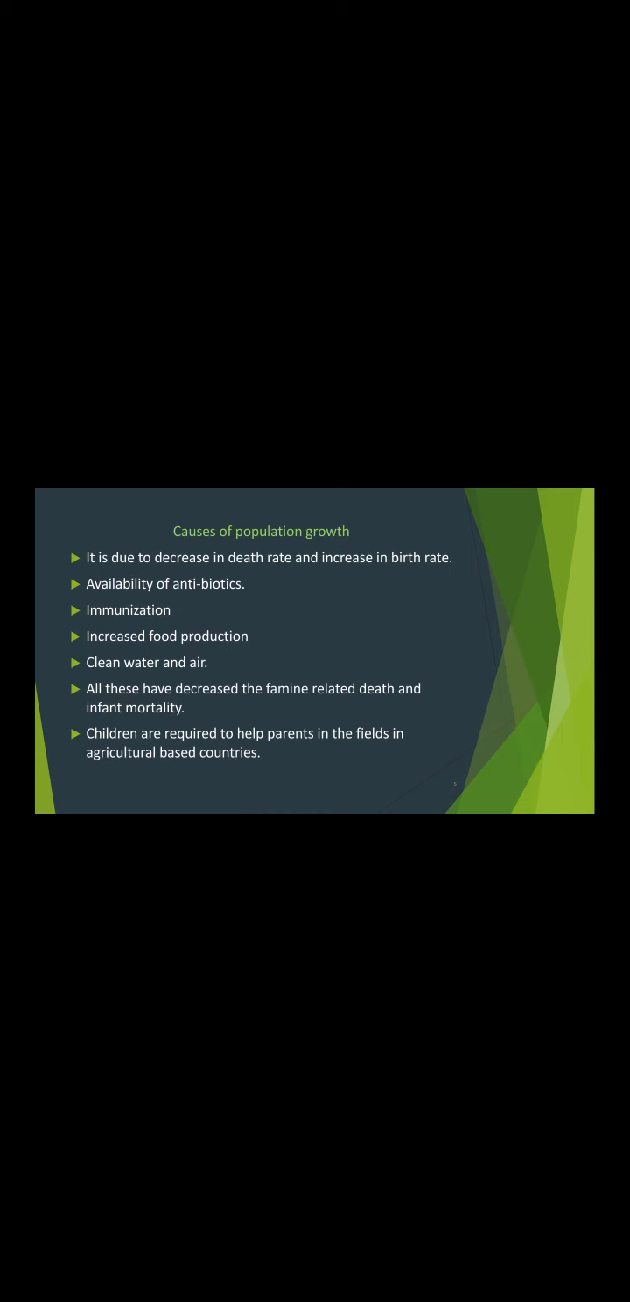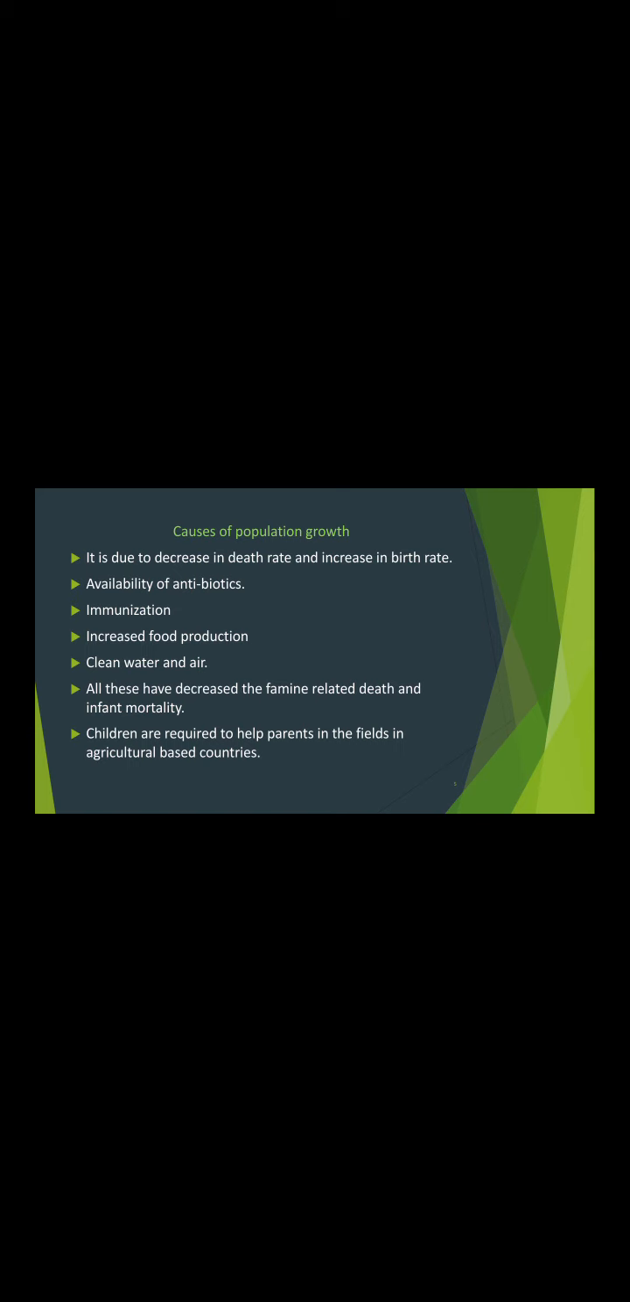When we look at the past 100 years, there was rapid growth of global population. This is due to the difference between birth rate and death rate. This leads to population growth. Let us see the causes of population growth. The prime factor is the decrease in death rate and increase in birth rate. This is due to the availability of antibiotics.